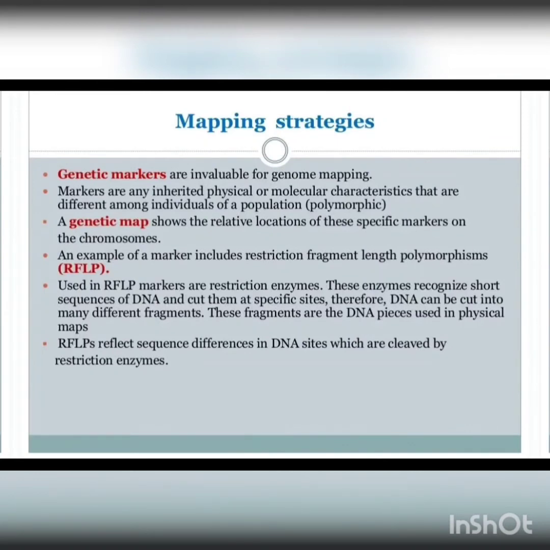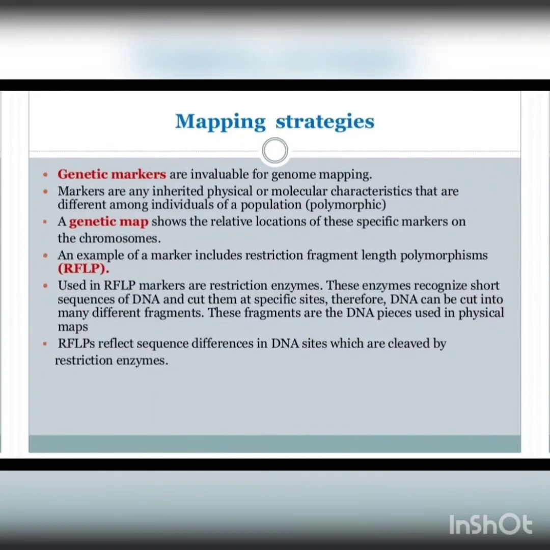Used in RFLP markers are restriction enzymes. These enzymes recognize short sequences of DNA and cut them at specific sites. Therefore, DNA can be cut into many different fragments. These fragments are the DNA pieces used in physical maps. RFLP reflects sequence differences in DNA sites which are cleaved by restriction enzymes.